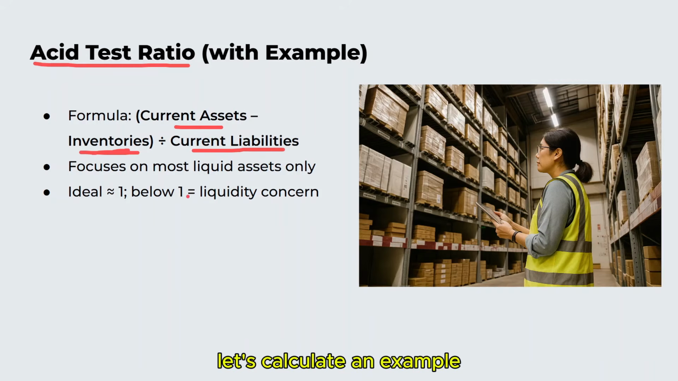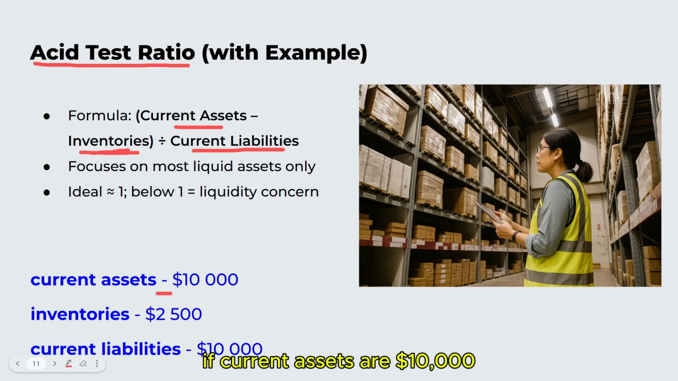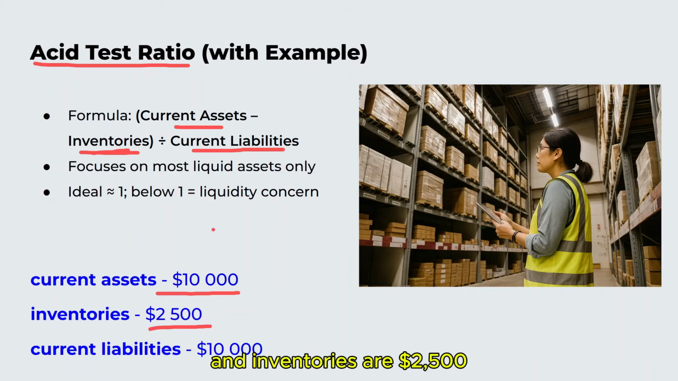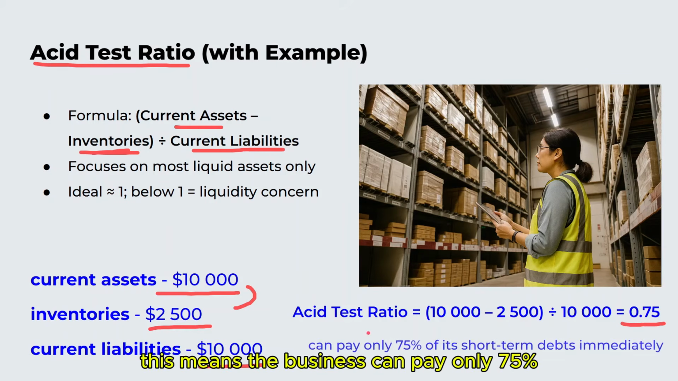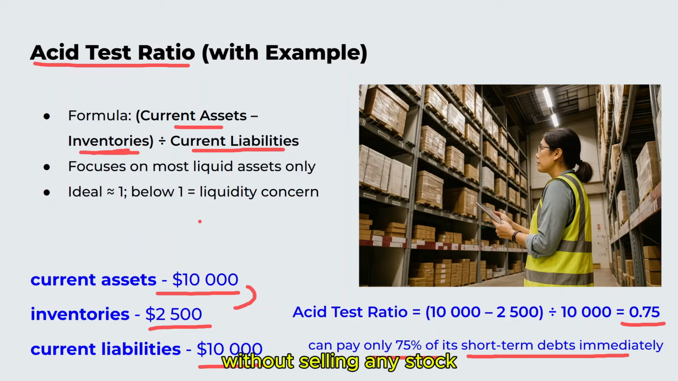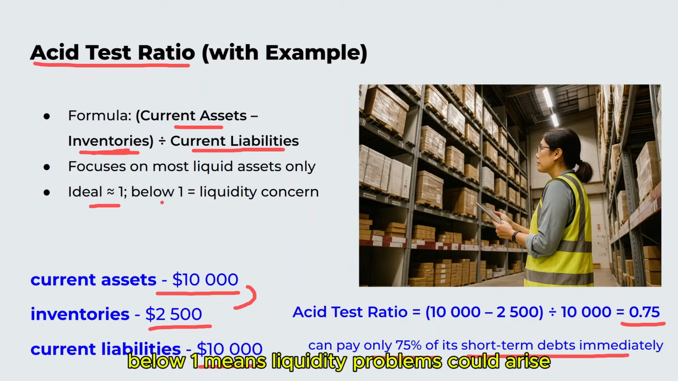Let's calculate an example. If current assets are $10,000 and inventories are $2,500, then liquid assets equal $7,500. Now divide by liabilities of $10,000. Acid test ratio equals 0.75. This means the business can pay only 75% of its short-term debts immediately without selling any stock. A result close to 1 is ideal. Below 1 means liquidity problems could arise, especially if inventory is slow-moving or difficult to sell.